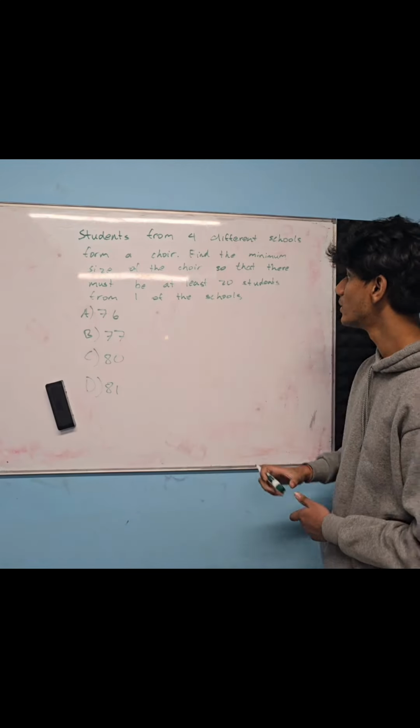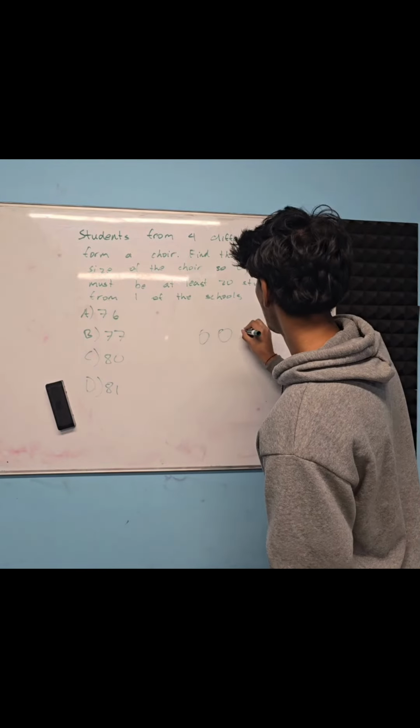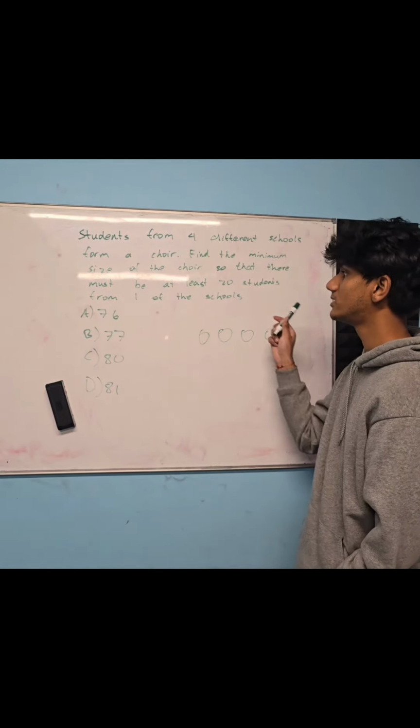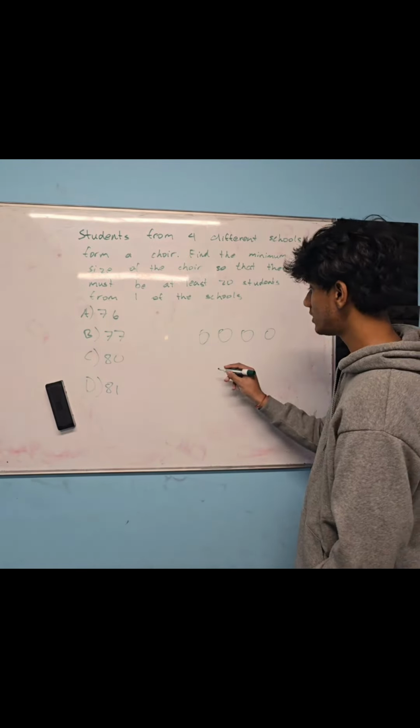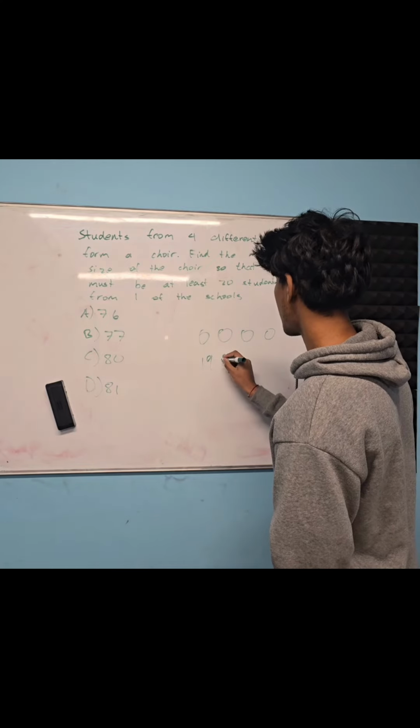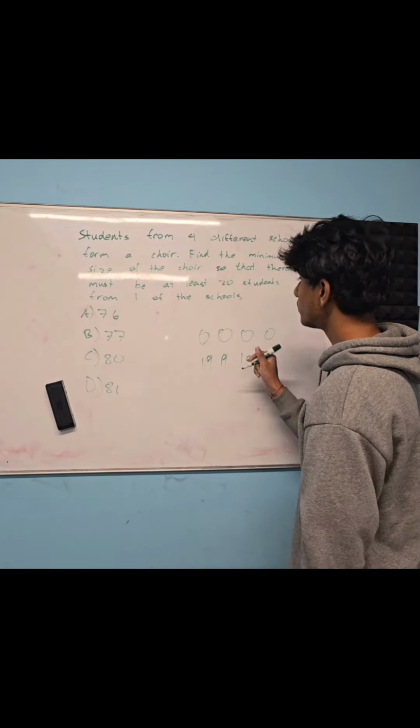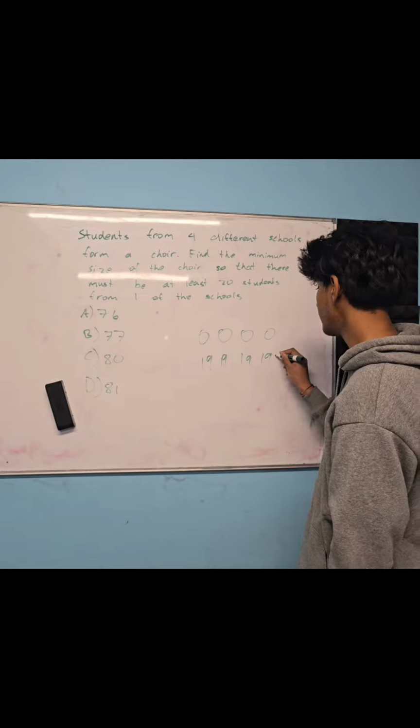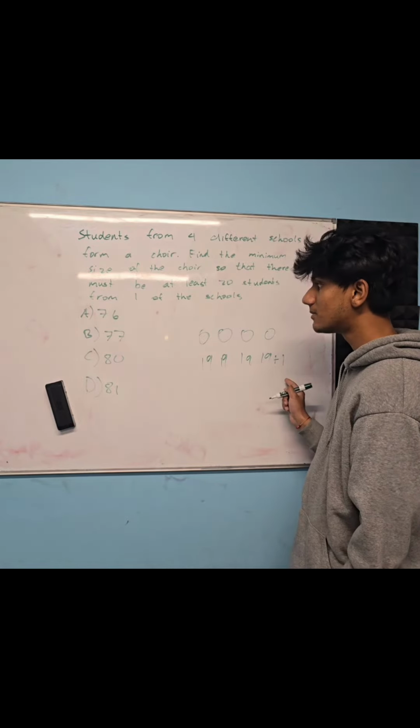b the correct answer. This is a classic pigeonhole question where we're given 4 different options and we need at least 20 students from one of the schools. So let's first give each option 19, and then because we need a minimum of 20, we just add 1 to the last one. So adding these numbers together, we should get 77.